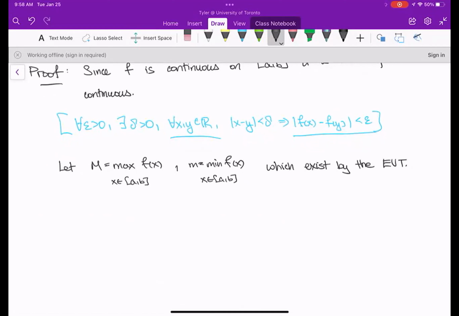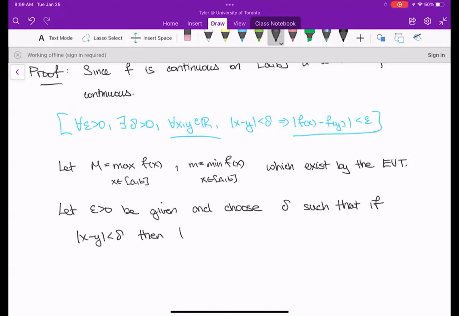Okay, so let epsilon greater than 0 be given, and choose delta such that if |x minus y| is less than delta, then |f(x) minus f(y)| is less than epsilon over (b minus a). Here we're using uniform continuity.